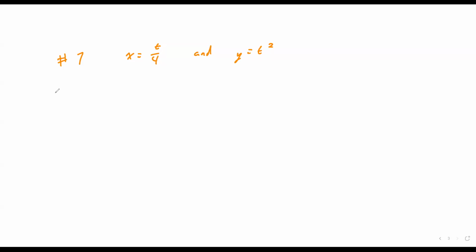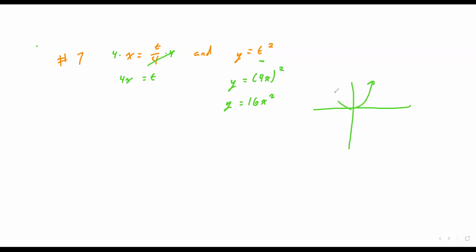If I start with this one here, I'm just going to multiply both sides by 4. So I get 4x equals t. Then take that and plug it in. So then I get y equals (4x) squared, so that gives me y equals 16x squared. If you have to graph, do something like this, give or take some points. All right, but then that's it.